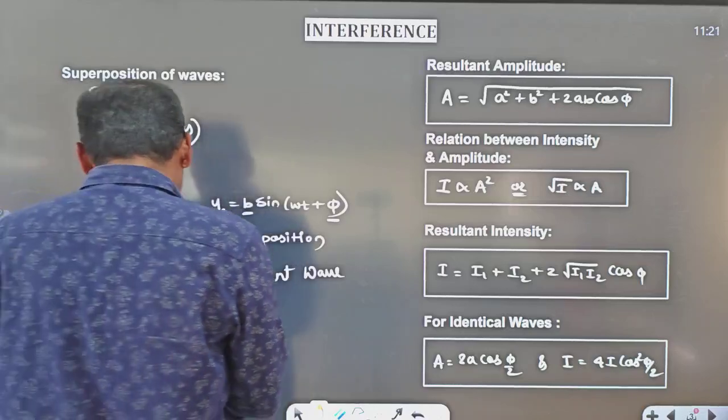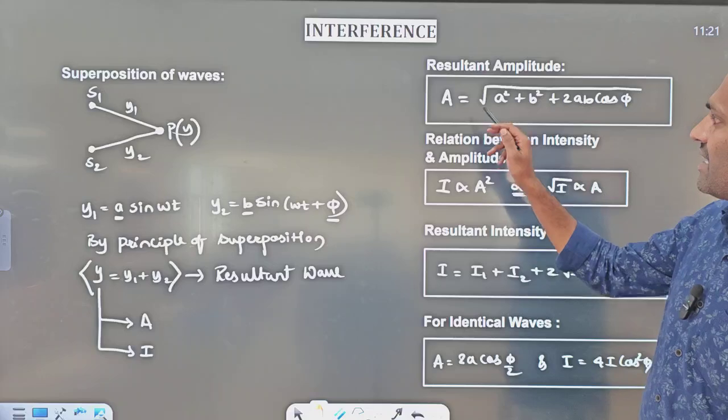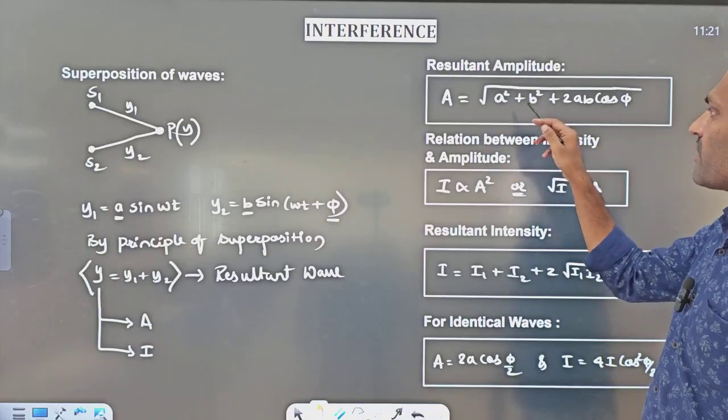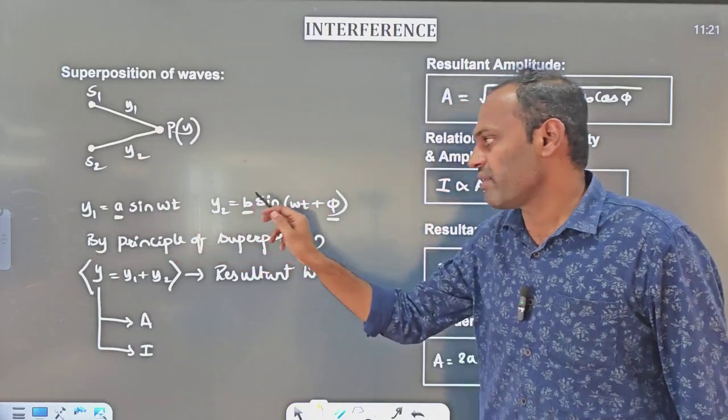Okay, now these resultant amplitude and resultant intensity formulas are the most important ones you have to remember. Resultant amplitude is given by A is equal to root of A square plus B square plus 2AB cos pi. A and B are the amplitudes of the first wave and the second wave.